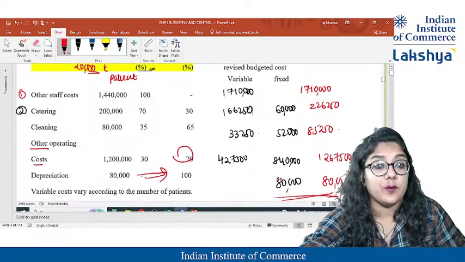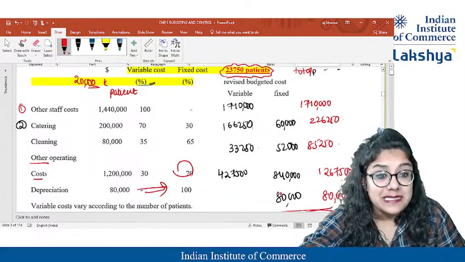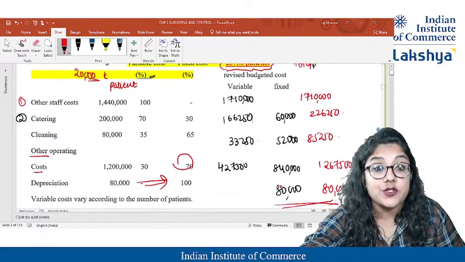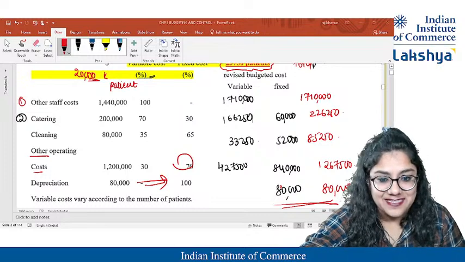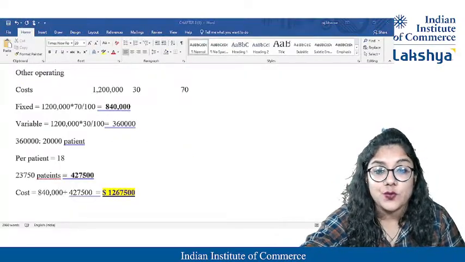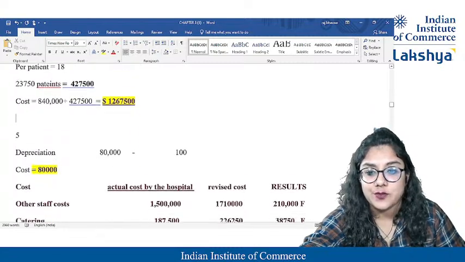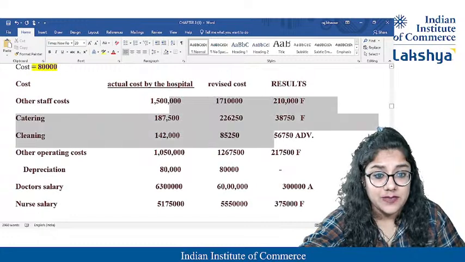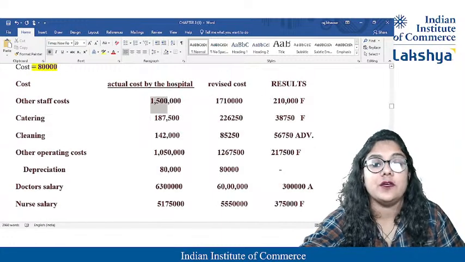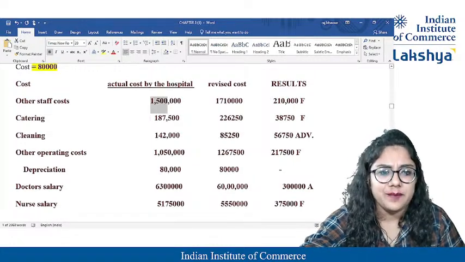This is what your revised standard is. Now this revised standard is to be measured with whom? If you see this, guys, this revised standard is to be measured with the actual. So what's the actual scenario? This is your revised standard, the figures which I got, and this is your actual, which will be given in the question. If I'm getting anything better, it's favorable.